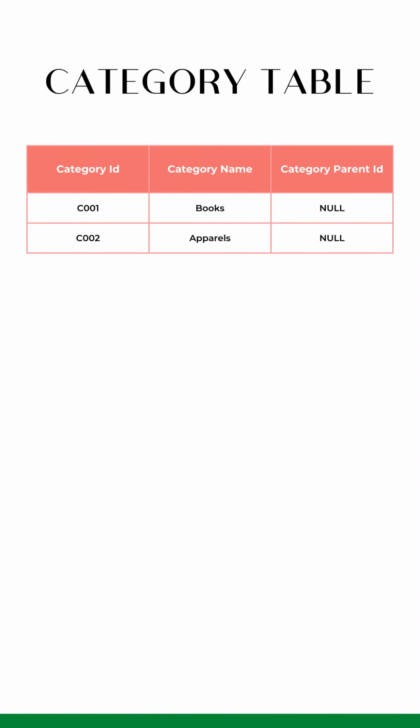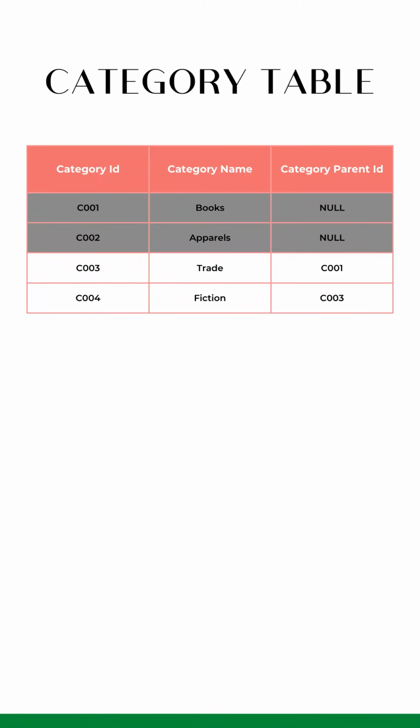For top level categories, parent IDs will be null. Then you will see entries for the next level of categories. For example, the trade category will have category parent ID as C001, which is the books category, because trade is a subcategory of books. Fiction in turn will have trade as the category parent ID.